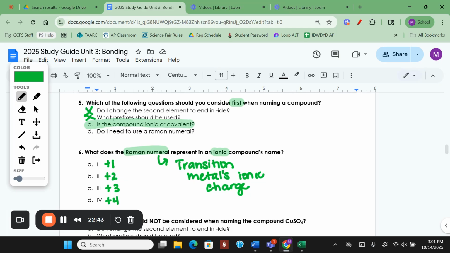Remember, transition metals can have multiple charges. So if I tell you iron, I have to tell you what version of iron we're working with. Is it +2 or +3's version? Depending on which ionic charge we're using would greatly affect my physical and chemical properties that I would expect from that compound.